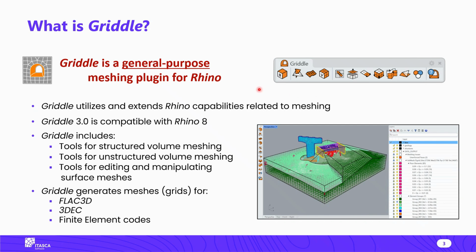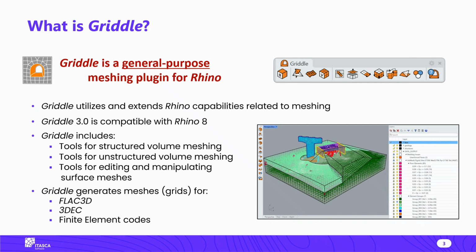Griddle can generate meshes or grids for ITASCA software like FLAC3D or FreeDeck, and also some finite element codes like Abaqus, ANSYS, LS-DYNA, and Nastran. And it can also provide VTK output. Here you can see what a typical mesh output would look like if an unstructured mesh is generated by Griddle's unstructured mesher, and a variety of information will be provided in the layers panel as shown here. We will talk about this on the future slides when we talk about GVOL improvements.